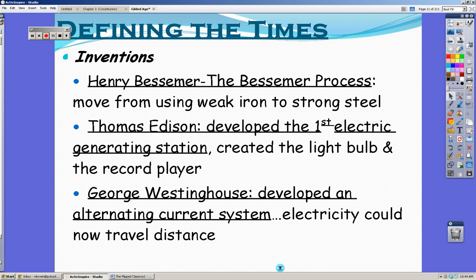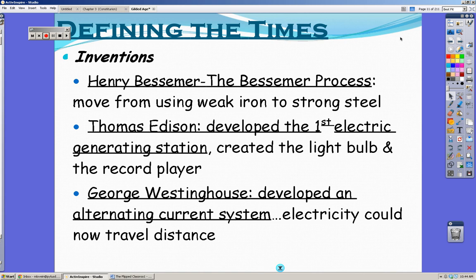Thomas Edison invents the first electric generating system, along with the light bulb, record player, tons and tons of things. Obviously one of the greatest inventors in our history. And then George Westinghouse develops the alternating current system. He invents a lot of different things. Him and Thomas Edison are rivals, and I'll talk about that in a second. But he's basically creating alternating current, and it's the electricity that we still use today. It travels long distances.